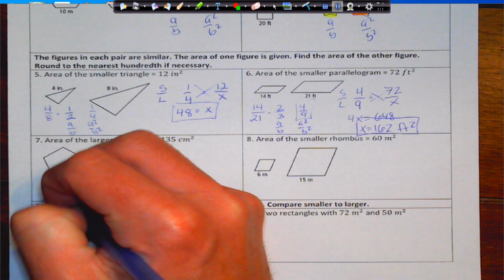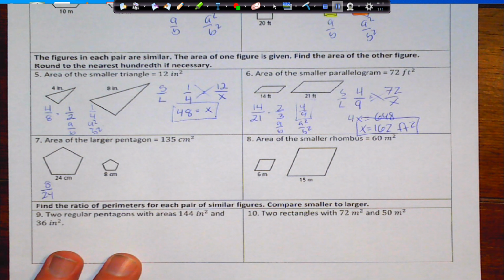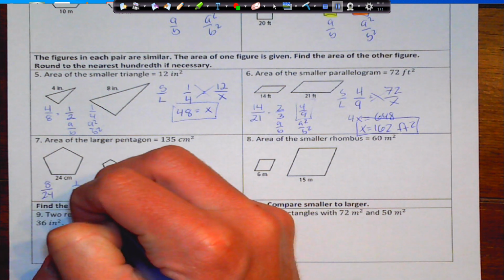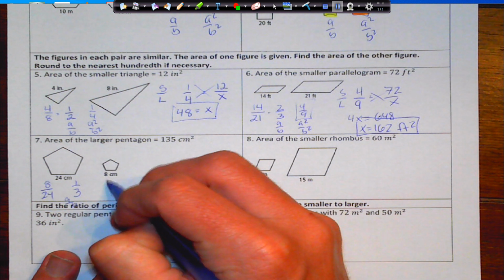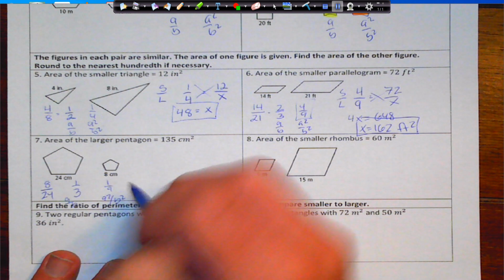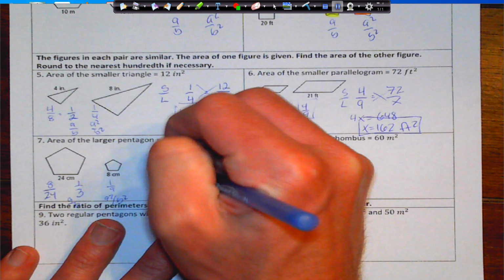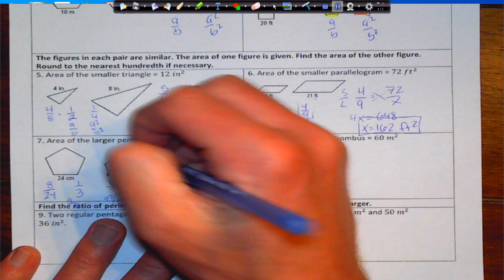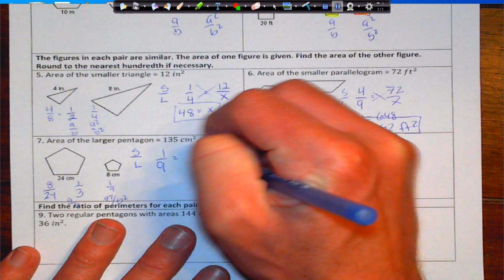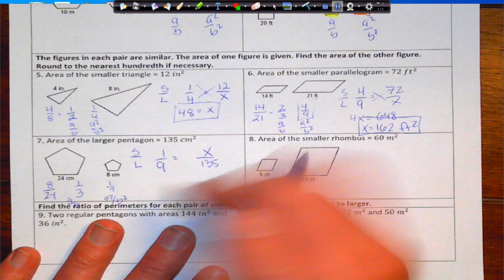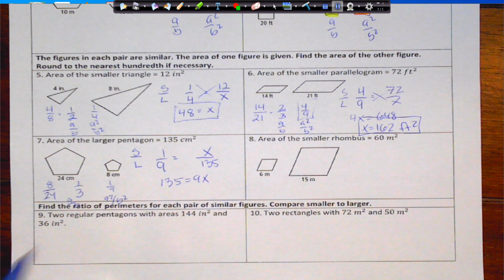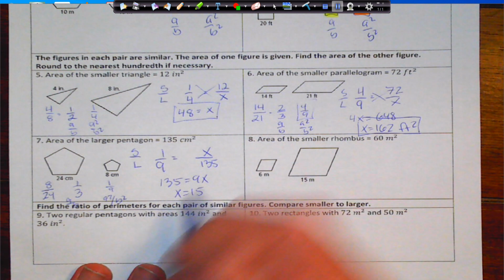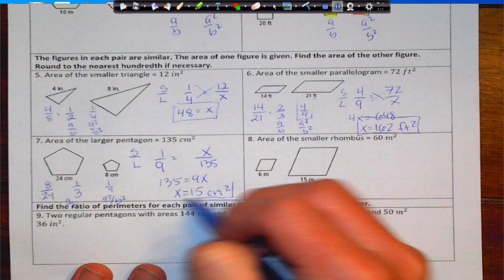I'm going to continue going small to large because we've kept that pattern. 8/24 is going to become 1/3. That's my a to b, and then 1/9 is my a squared to b squared, just by squaring it. So we take 1/9 equals, 135 is the larger, so I did small over large, so I'm going to put 135 on the bottom, x on the top. Cross multiply, we get 135 equals 9x. Take 135 divided by 9, we get x equals 15. So the area of the other one is 15 square meters.